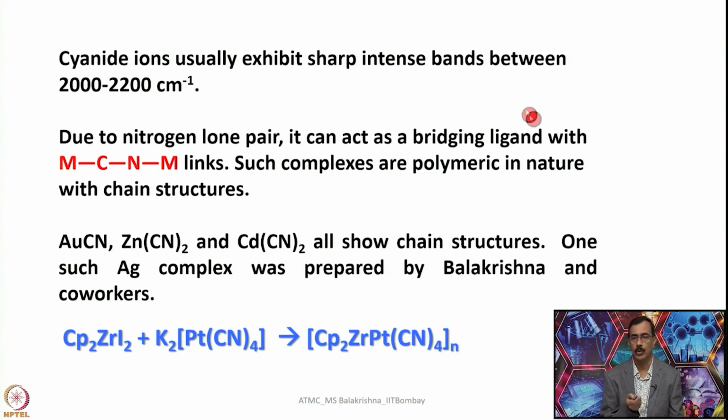One such example I showed you is Prussian blue, and gold cyanide, zinc cyanide and cadmium cyanide all show chain structures. One such silver complex was also prepared in my group, and I showed you. I will show you in the next slide. And for example, here you can see zirconocene diiodide, when it is treated with hexacyanoplatinate, forms a heterodimetallic complex of this type. It has a polymeric structure.